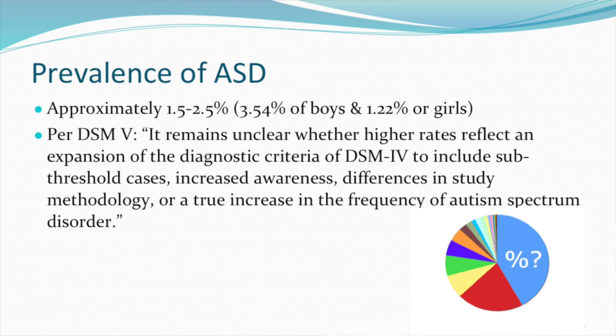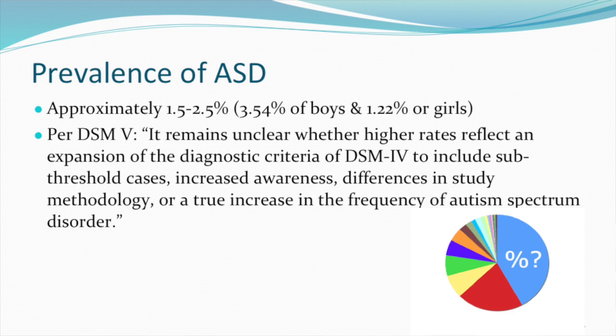Currently, approximately 1.5% to 2.5% of children have autism, and those estimates are roughly 3.5% of boys and 1.2% of girls. So conceptually, you can think that autism is roughly 3 times more common in boys than in girls.